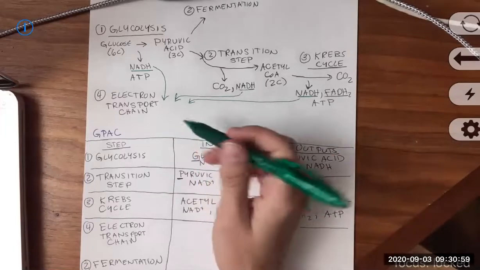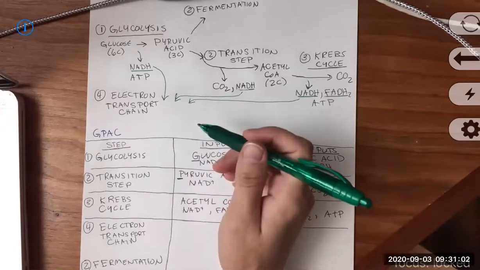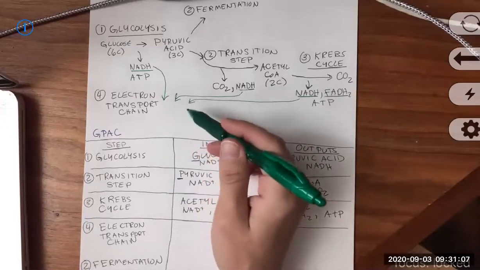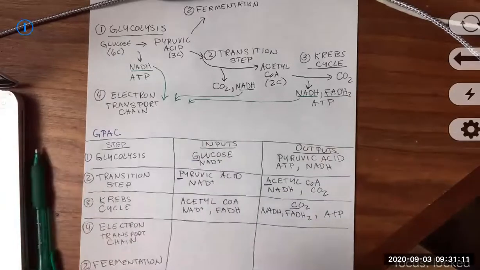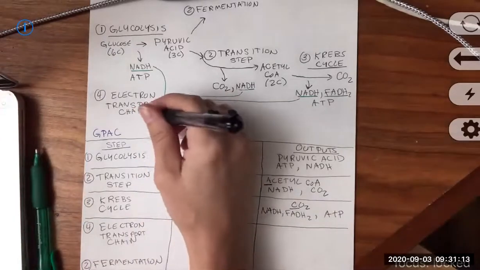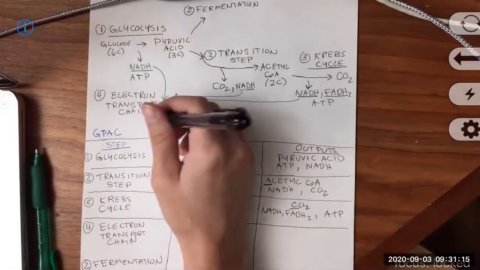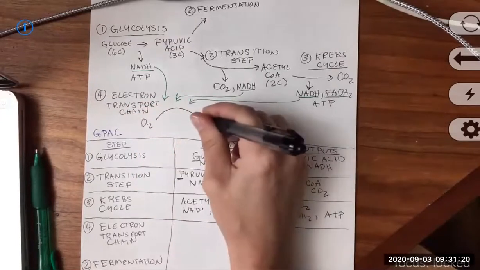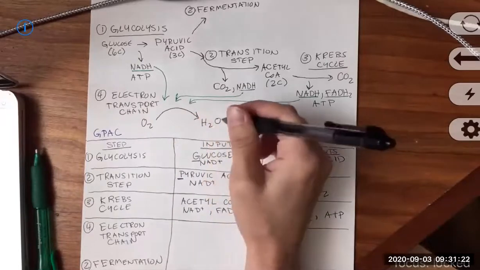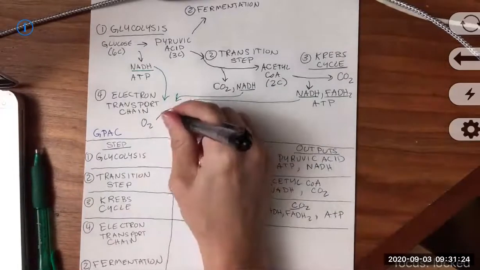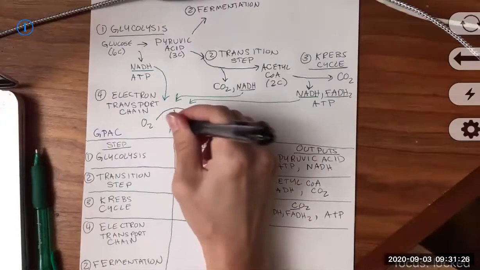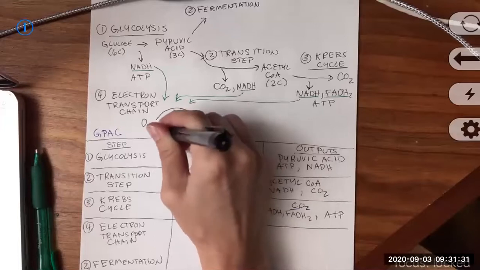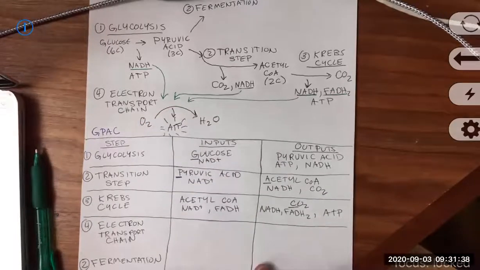We'll get into the details of how the electron transport chain works in a later lecture. But for now, we'll just say that those electrons provide the energy that will allow oxygen to be reduced into water. So here's our input, oxygen, and the output, water. And during this process, a lot of ATP gets generated. So now let's go down and fill in our chart.